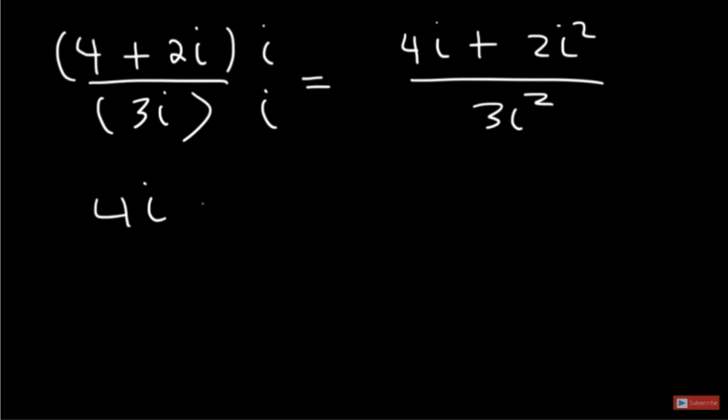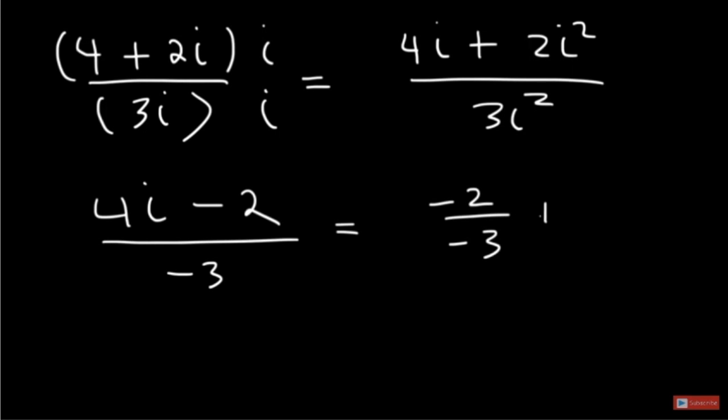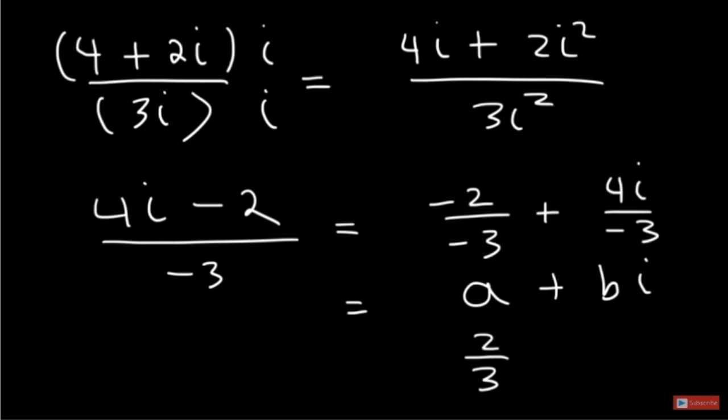2i squared is equal to negative 2. 3i squared is negative 3. So we're going to divide both numbers by negative 3. So negative 2 divided by negative 3 plus 4i divided by negative 3. In standard form, that is a plus bi form, a is positive 2 over 3. The two negative signs will cancel. b is negative 4 over 3, and then times i. So that's the answer.